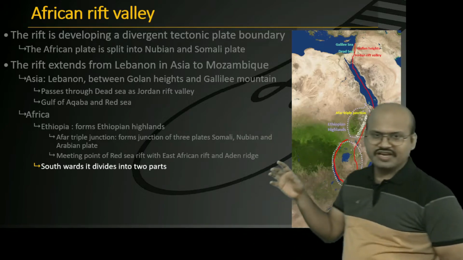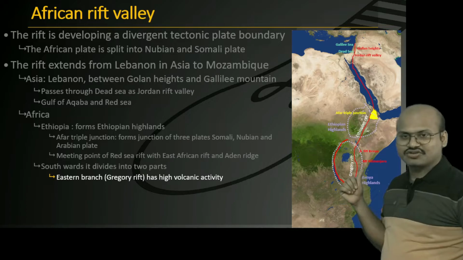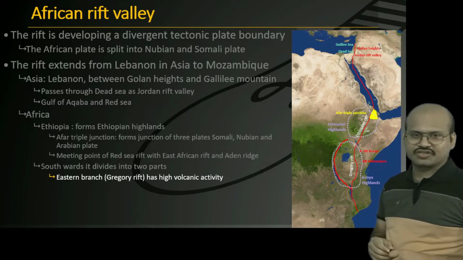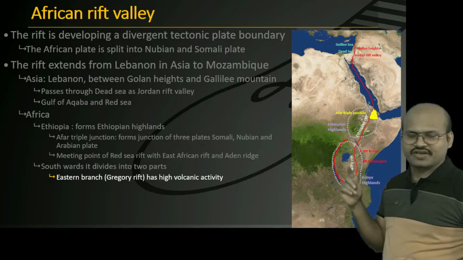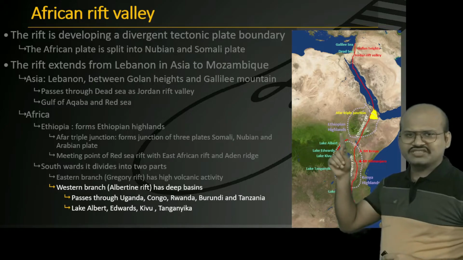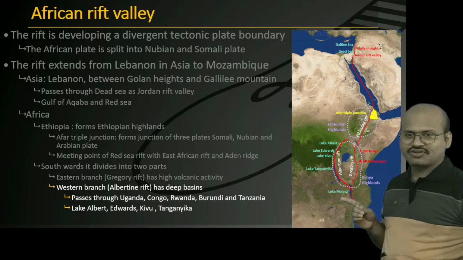Now from here it moves southwards and gets divided into two parts. The eastern margin is called the Gregory Rift because he was the one who found it, and here we can see concentration of volcanic activities. We see both Kilimanjaro and Mount Kenya over here. The western side on the other hand passes through different lakes, and it is called the Albertine Rift because he was the person who found it.